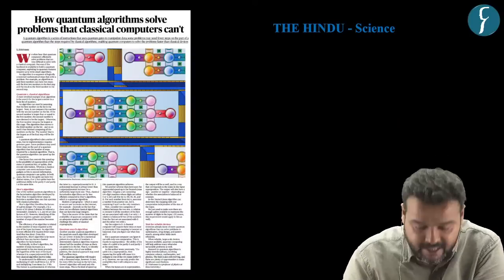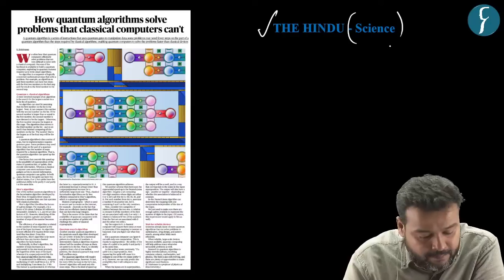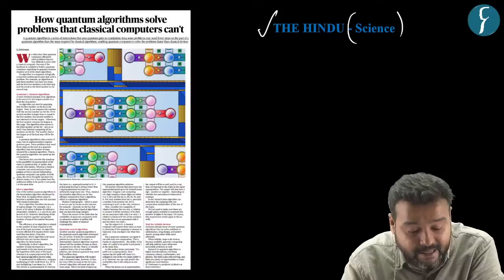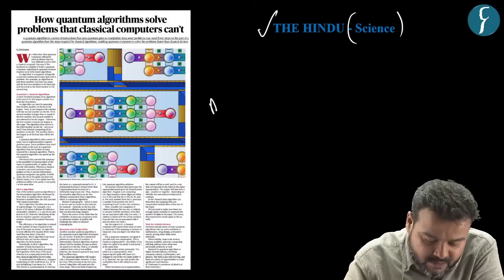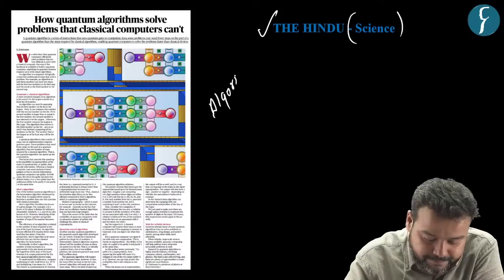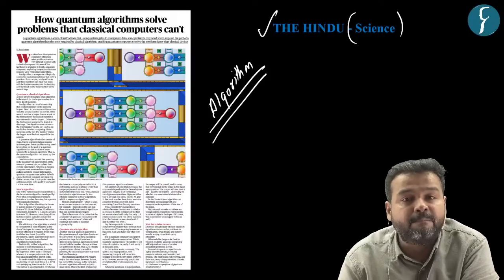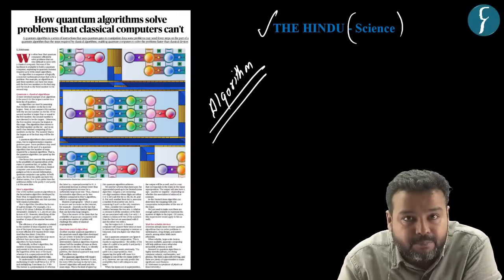Now, as we discussed, again in the Hindu newspaper, the science section has an article on how quantum algorithms solve problems that classical computers cannot. Now, this article focuses more on the algorithm. So, we have picked up a basic question related to a comparison between a quantum computer and a classical computer.